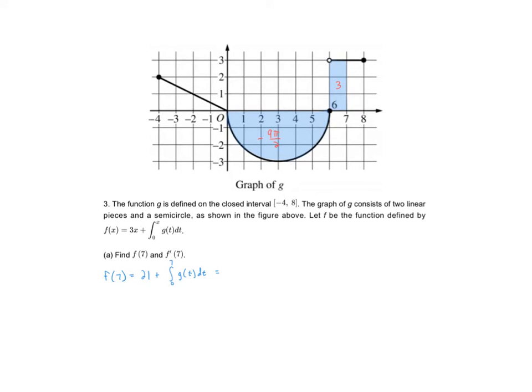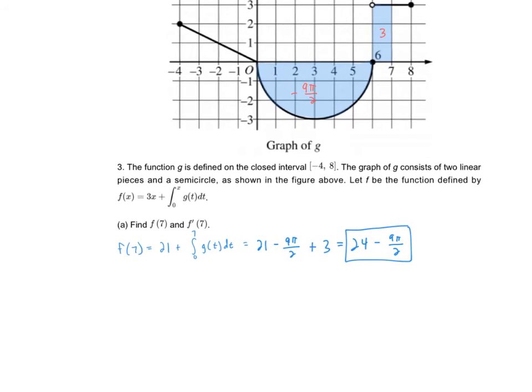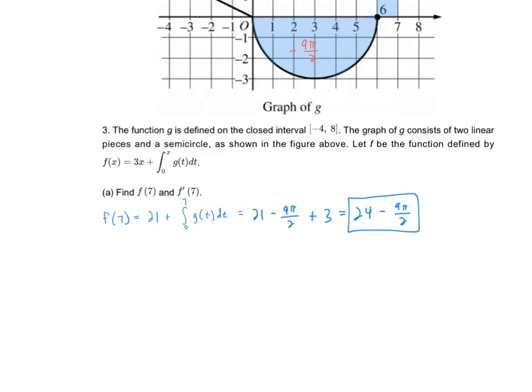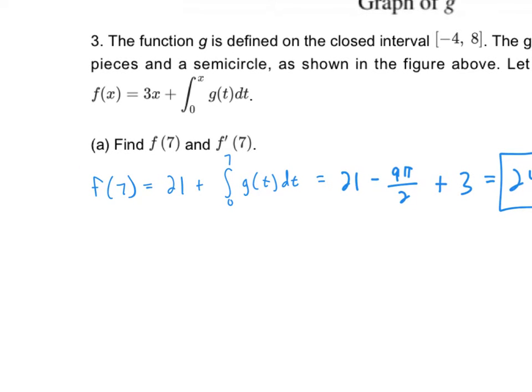Okay. So this is 21 minus 9 pi over 2, and then plus 3. All right, so that's f of 7. And then f prime of 7. For this one, we'll first have to find f prime of x. Just take the derivative. So the derivative of 3x is 3.